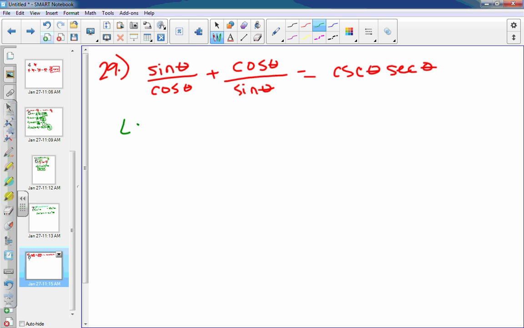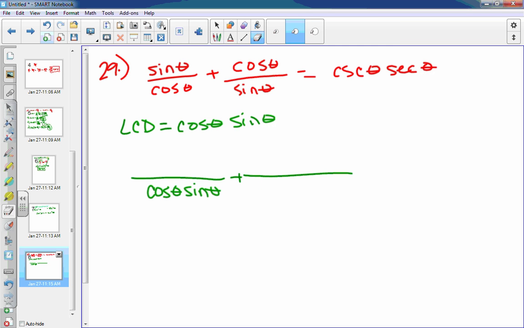Okay, so what is my least common denominator between cosine of theta and the sine of theta? Absolutely. So I need this fraction to have that denominator, and I need this fraction to have that denominator. So talk to me. What did I multiply cosine by in the first denominator to get my new denominator of cosine times sine? So what you do to the bottom? So what is sine of theta times sine of theta? Sine squared of theta.